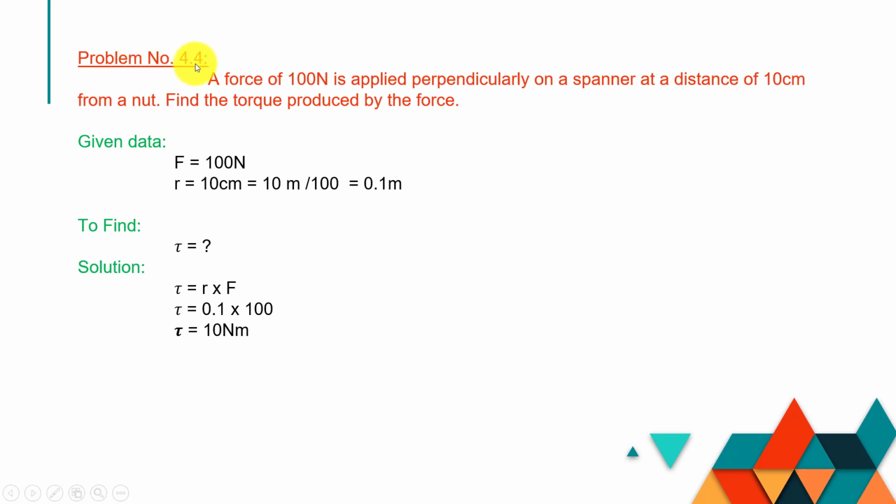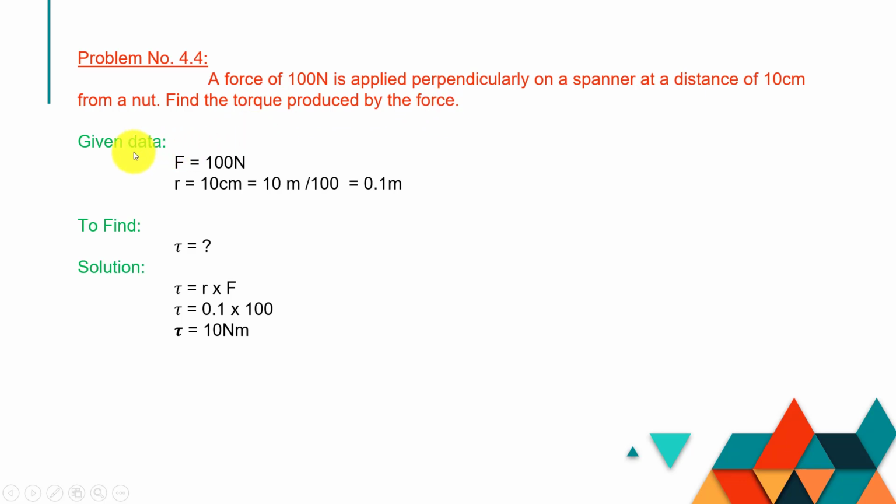Now the problem number 4.4 is: a force of 100 Newton is applied perpendicularly on a spanner at a distance of 10 cm from a nut. Find the torque produced by the force. In the statement, we are given a force of 100 Newton, which is applied perpendicularly on a spanner at a distance of 10 cm from a nut. So it means we are also given the moment arm, which is 10 cm, and we have to find the torque produced by the force.